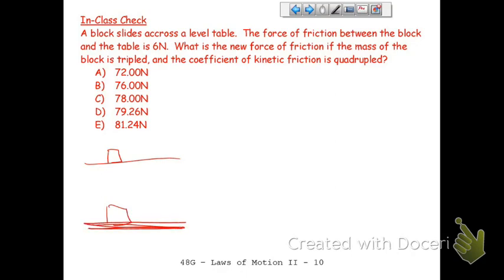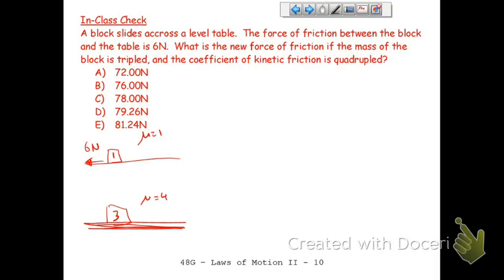And here's another setup. They're not the same. All you know is that the force of friction in this original one was 6 newtons. And you know that the mass of the block was tripled, so if that was 1, this was 3. And the coefficient was quadrupled, so if that equaled 1, this equals 4. It's a ratio problem.